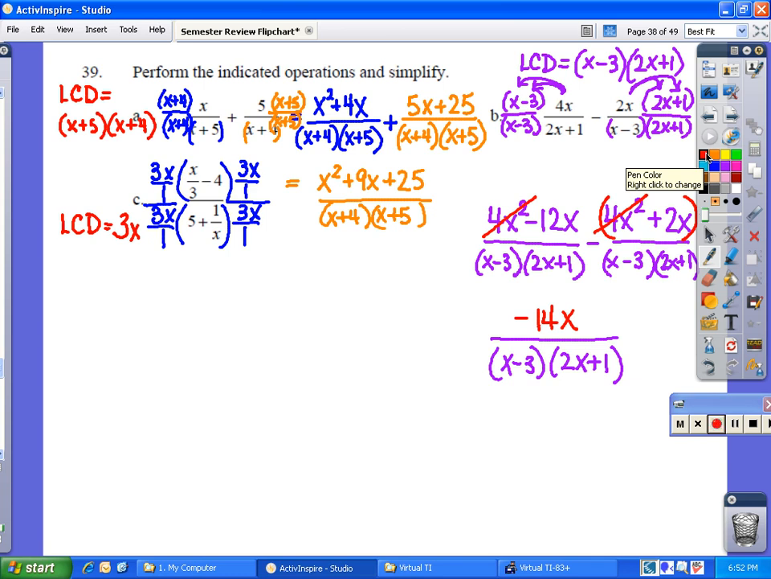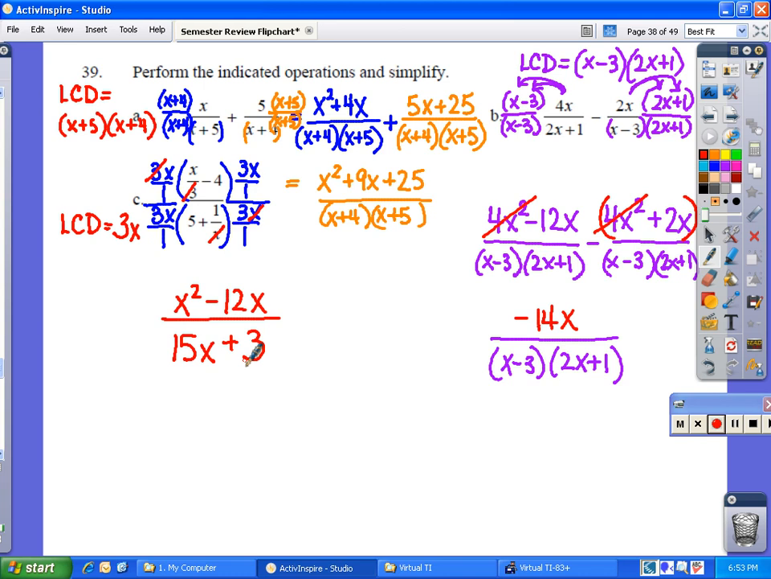When I multiply 3x by the first term in the numerator, notice that the 3's cancel out, and x times x is x squared. Multiplying negative 4 times 3x just gives us negative 12x. We're finished in the numerator and now need to work on the denominator. 3x times 5 is 15x. And on the bottom right, notice that when we do the multiplication of 1 over x times 3x, the x's cancel out, and we just get 1 times 3 is 3.